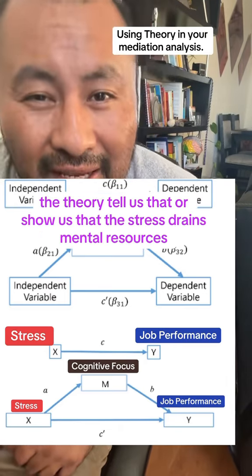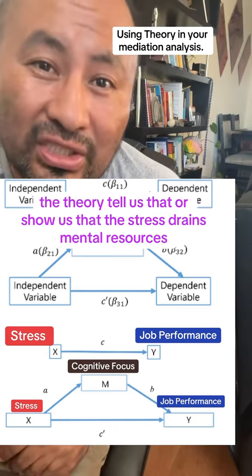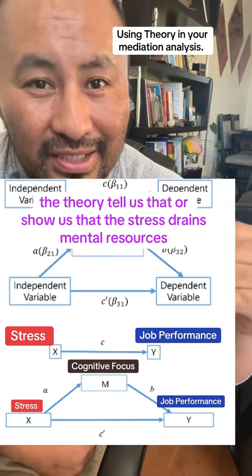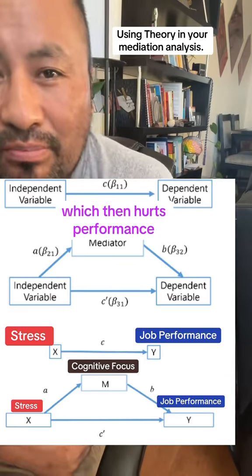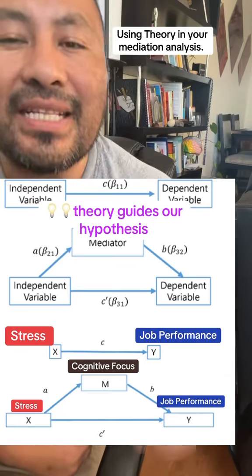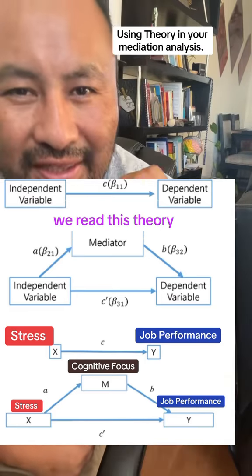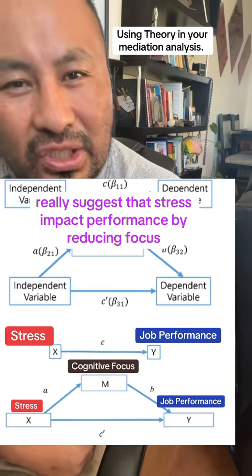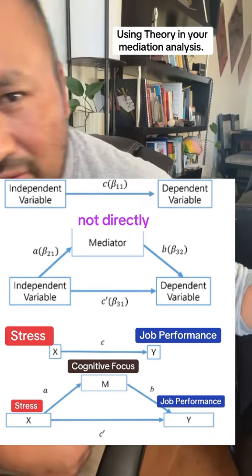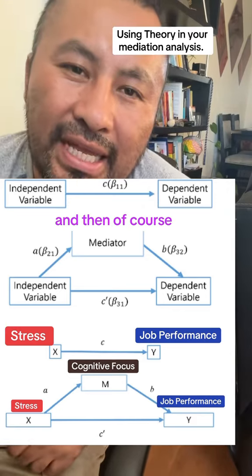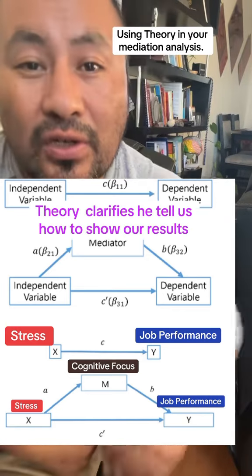A theory tells us, or shows us, that stress drains mental resources, which makes it hard to focus, right? Which then hurts performance. And also it guides our hypothesis. This theory really suggests that stress impacts performance by reducing focus, not directly, right? And then, of course, it clarifies, it tells us how to show our results, right?